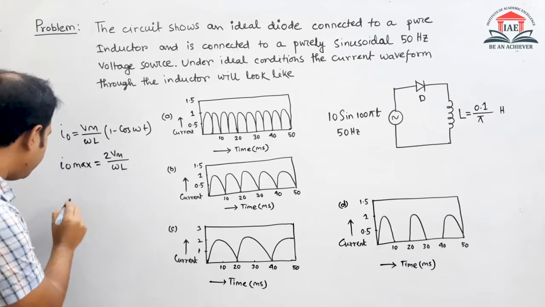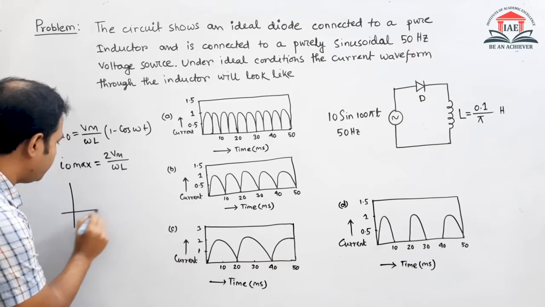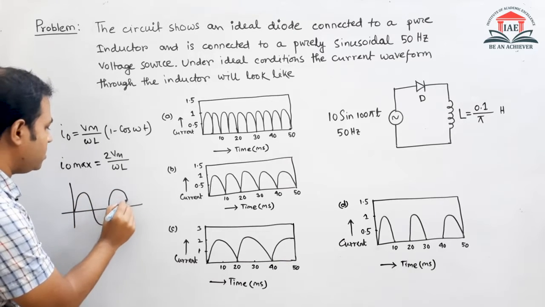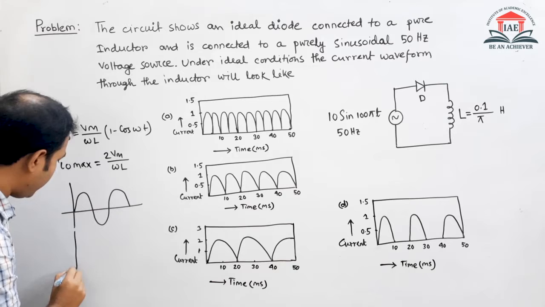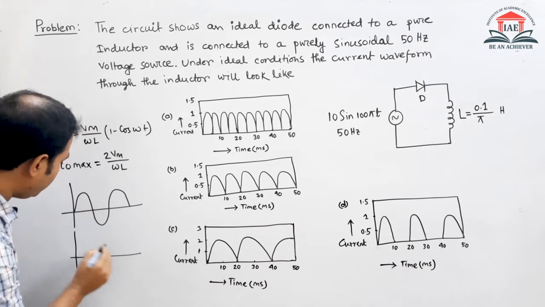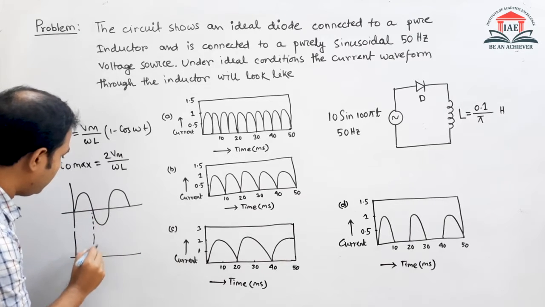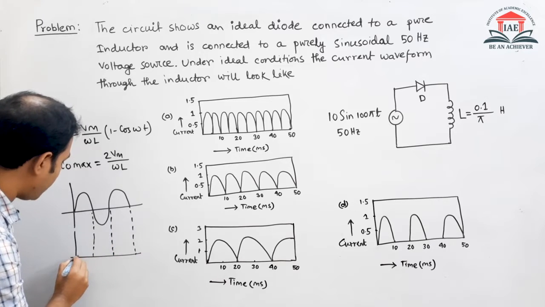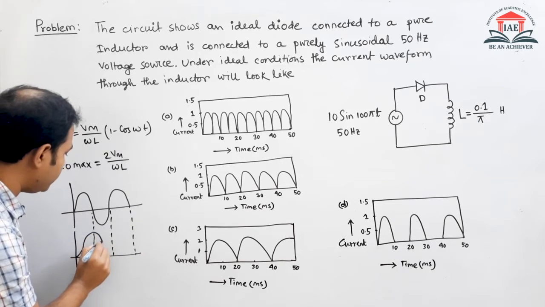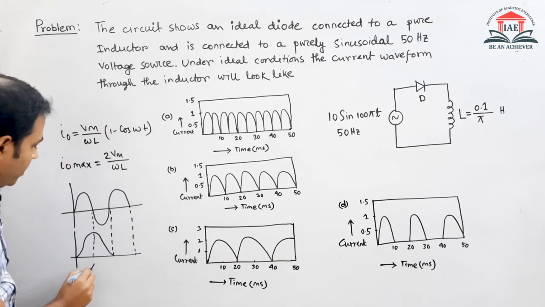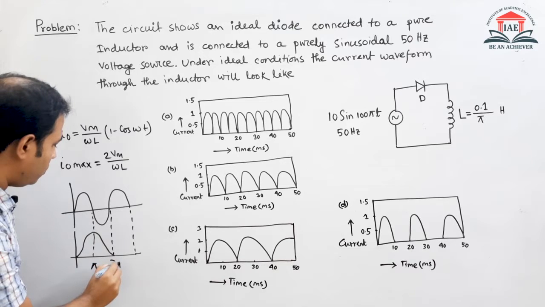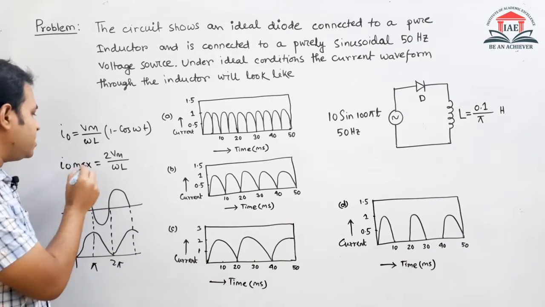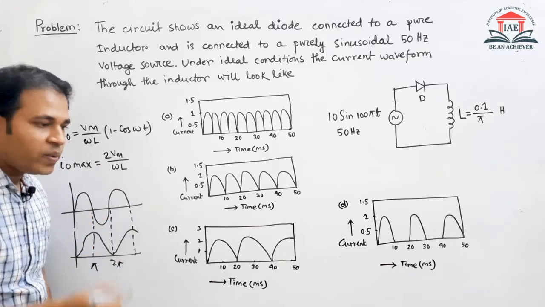Also, let me draw the current waveform. This is the input voltage and the output current will be like this. It will start from 0 and it will reach the maximum at the point π, and this is 2π. Then the next cycle will repeat. Now i0 max will be 2Vm/ωL.